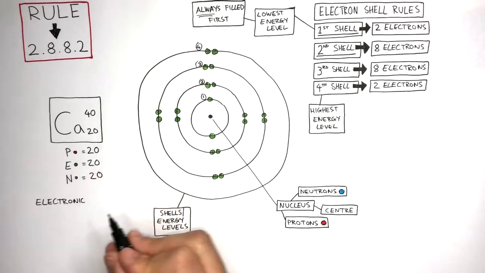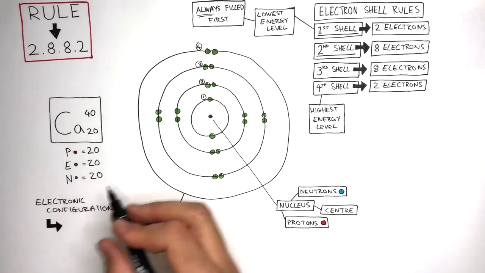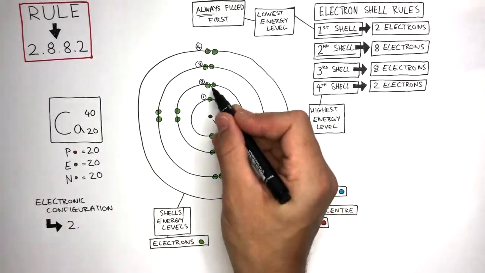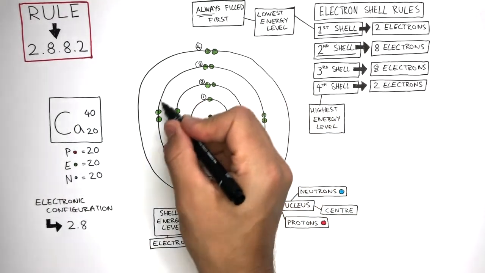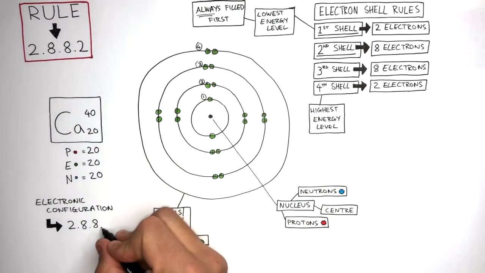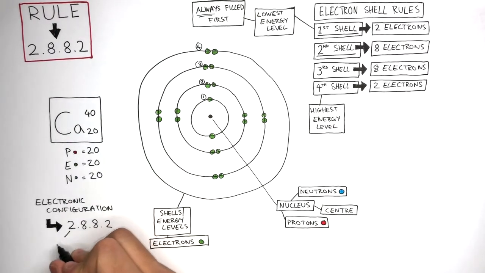For calcium, the electronic configuration is 2 electrons in the first shell, so 2, 8 electrons in the second shell, so 8, 8 electrons in the third shell, so 8 again, and finally 2 because of the 2 electrons in the fourth shell.